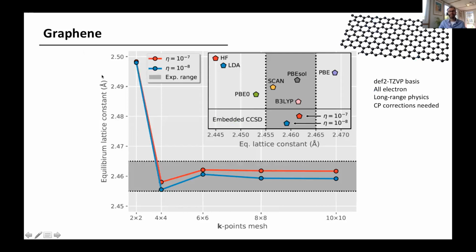Then we can do the same for things like graphene, where we expect really long-range correlations. And we were really surprised this works as well. But again, we're inside the experimental uncertainty and the scatter of density functional theory results. And we're quite confident in terms of the convergence with respect to this bath truncation.